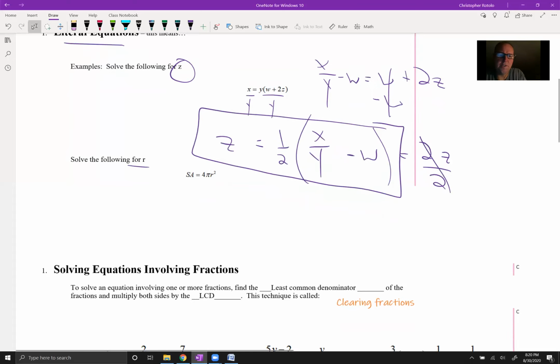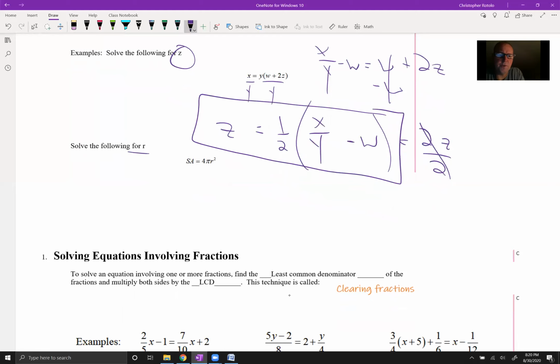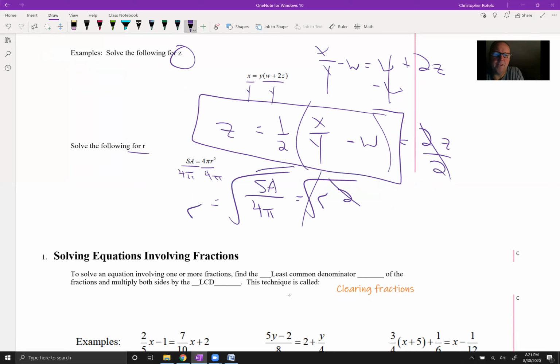Solving for r, I see this one, we have r squared. So first thing we do is get r squared by itself. So we're going to divide out that 4 pi. So everything's hunky-dory so far. And here we're just trying to remember, how do you get rid of the square? Well, that means we're going to take the square root of it. Remember, the square root and the square cancel each other out. So that's where we're at to rearrange that equation.